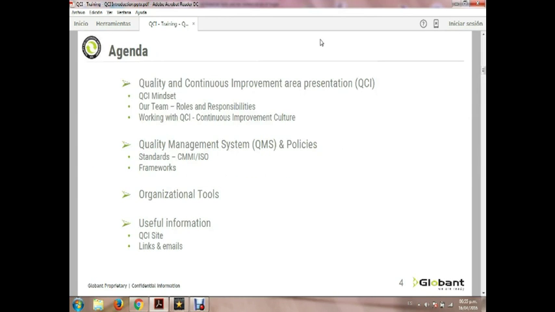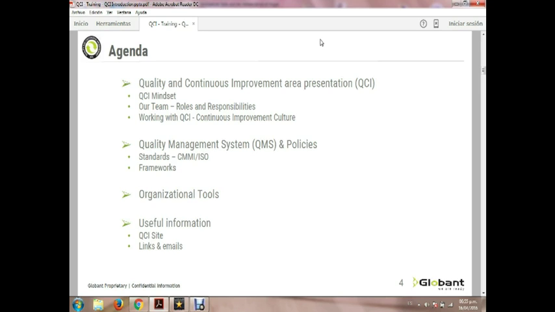This presentation is divided into four main parts. First, we will explain how the QCI area works and its responsibilities. Second, we will provide you with information about the Quality Management System, QMS, that is a collection of business processes focused on achieving Globant's quality policies and quality objectives.